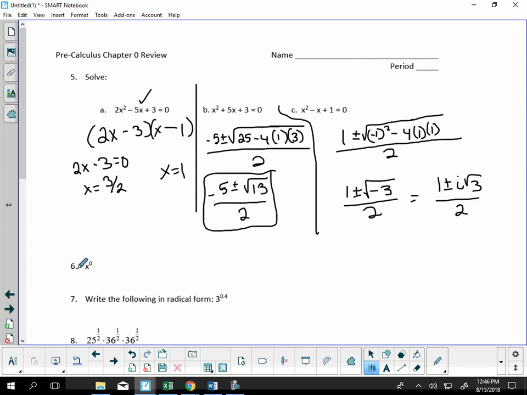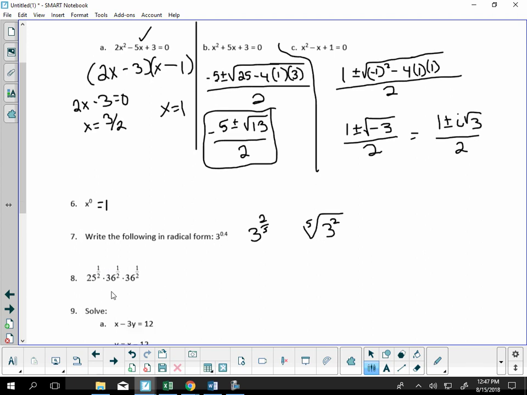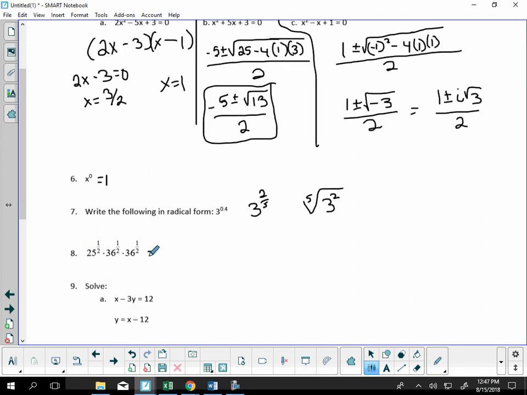On number 6, anything to the 0 power is 1. On this one, you needed to realize that 0.4 is the same thing as 2/5. So 5 goes there. And if you took that 3 squared and you wrote it as 9, that's even better. On 8, 25 to the 1/2 is 5. That's the same thing as the square root of 25 times 6 times 6. And that's going to equal 180.